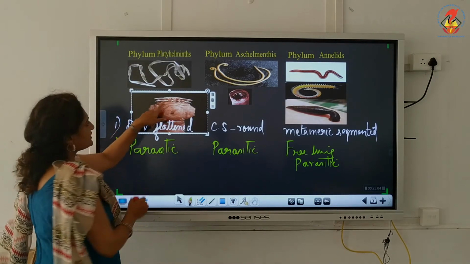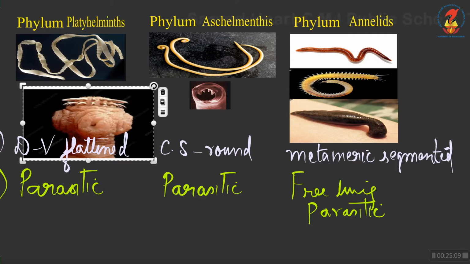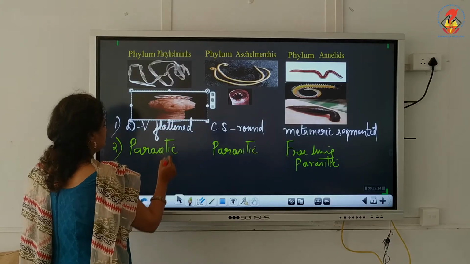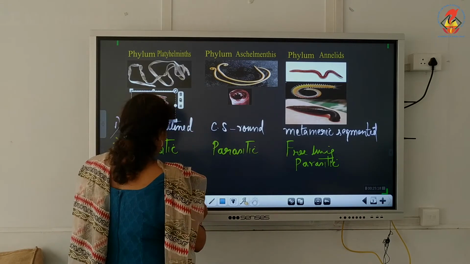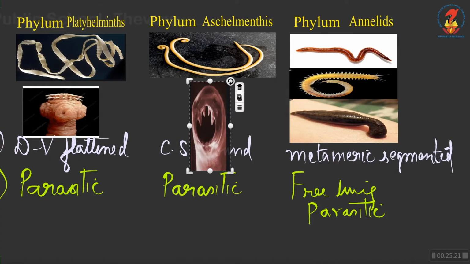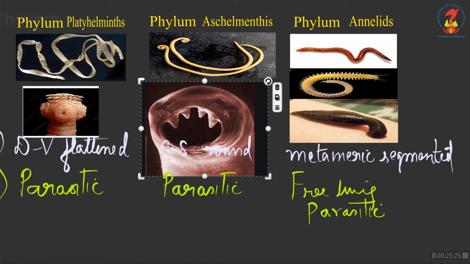They are parasitic, and see how the mouth is equipped with hooks, and they have suckers to hold on to the intestine. Now, roundworms also are parasitic, holding on to our intestine. Look at the mouth, a sucking mouth with sharp teeth to hold on to the intestine.